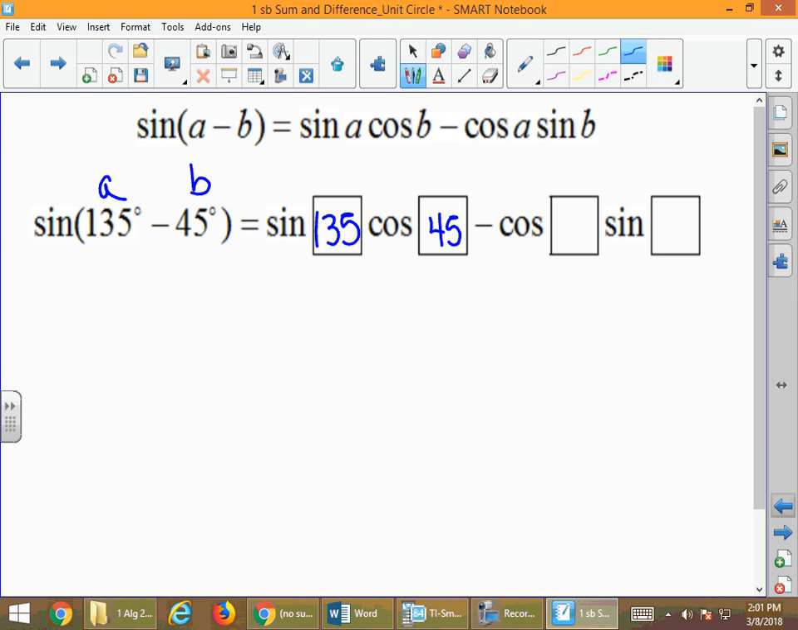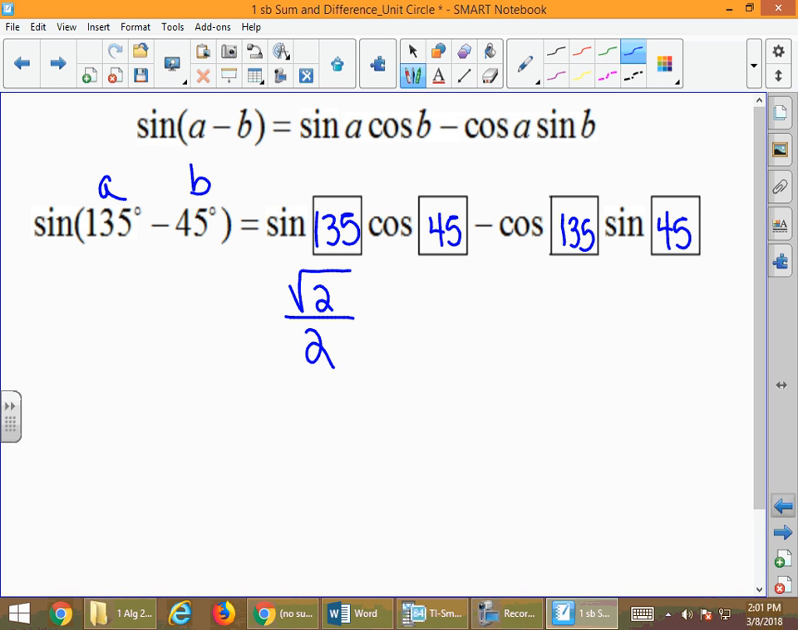Still the sine function. We're subtracting, and the angle measures aren't going to change. 135 here and 45 here, except that now we switched the functions. Sine was first in the first group, cosine is first in the second group. Well, then we have to remember, what's the sine of 135? Well, the sine of 135 is square root of 2 over 2.